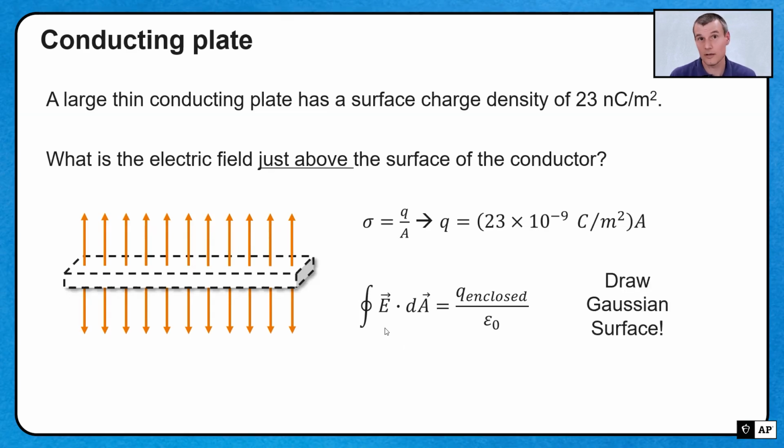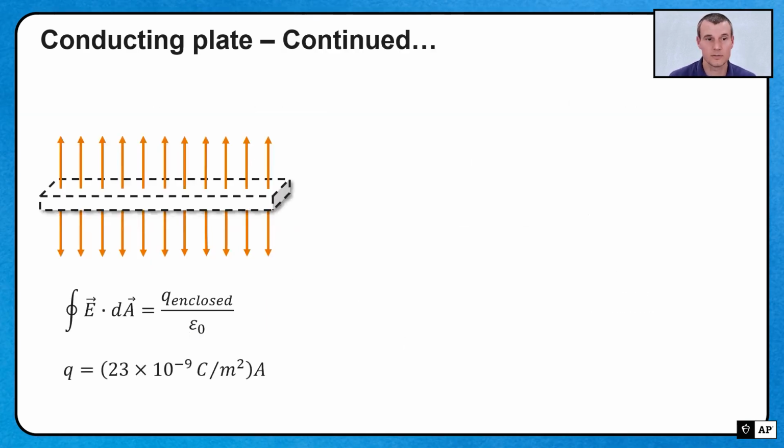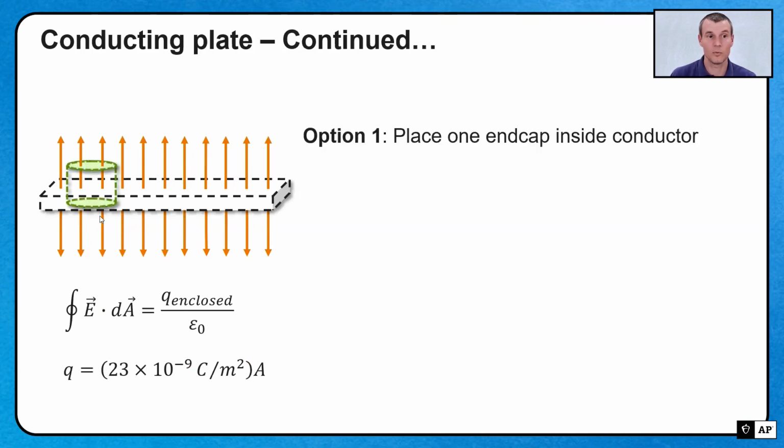Yeah, draw a Gaussian surface. So when we draw our Gaussian surface, we have a couple different options here, which is kind of fun. We can do option 1, which puts one side inside of our conductor and the other one outside of it. When we do that, the one that's inside the conductor ends up canceling out with 0, and the one on the top side ends up having an electric field traveling through it.